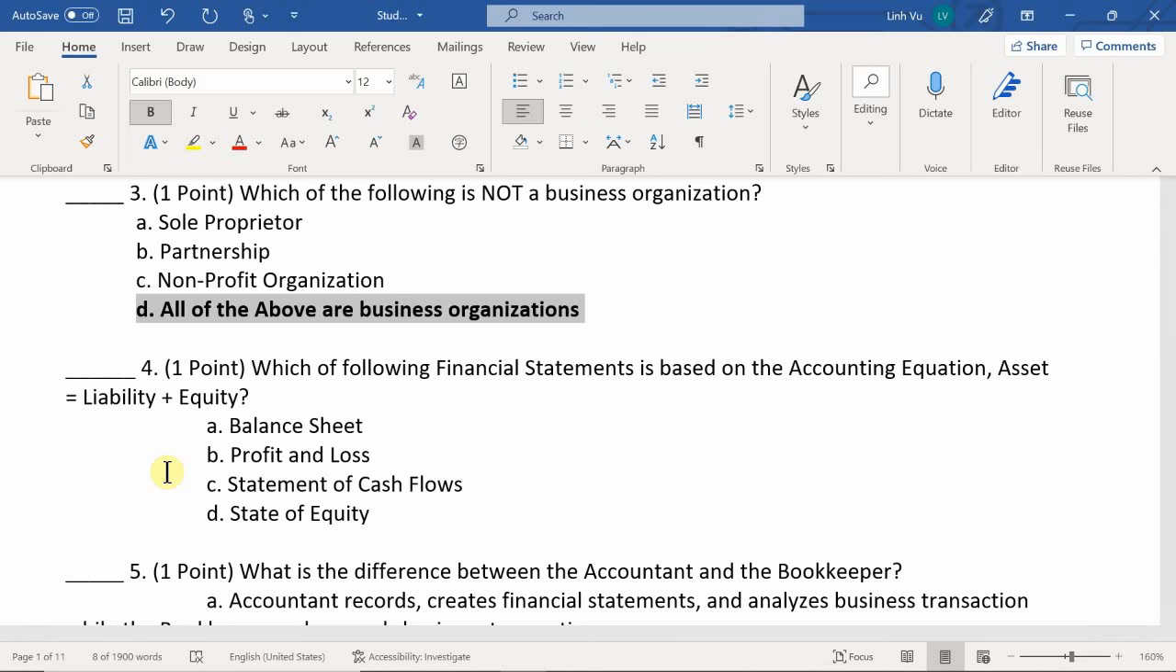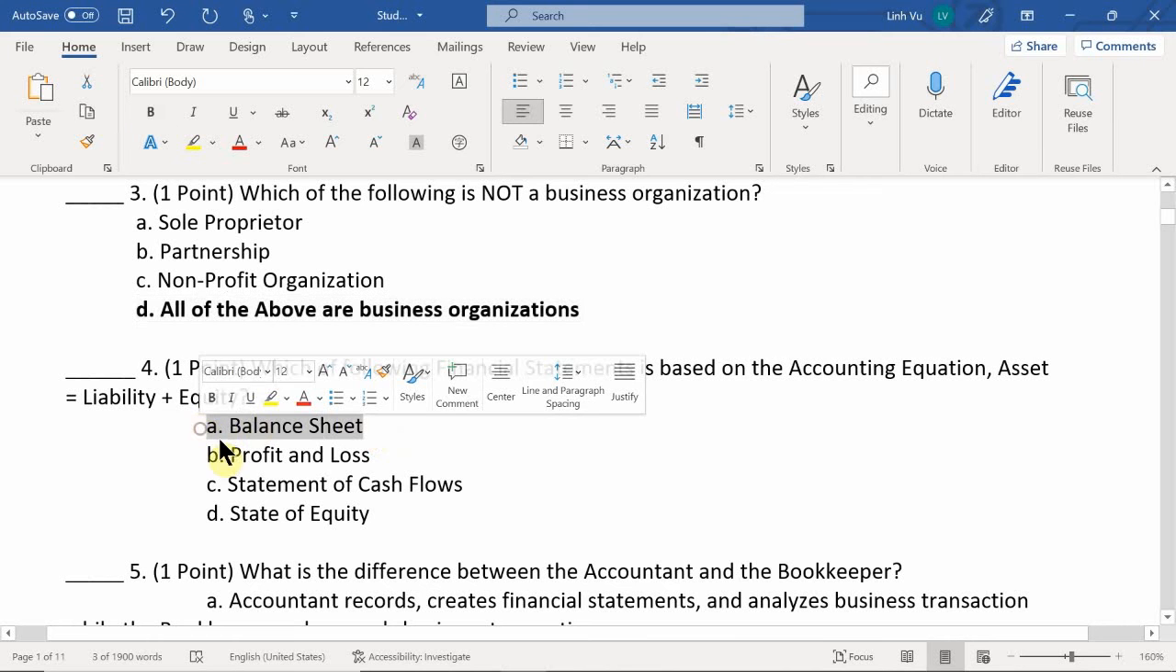Profit and loss is going to be determining whether your company is profitable or not, by taking all of your revenues that you've earned and counting them against all of the expenses that you incurred in order to operate your business. So in this case, profit and loss is not going to be the answer, okay? It's definitely the balance sheet because you're balancing, right? All of your assets must equal all of your liabilities plus your equity. So in this case, the answer is A, balance sheet.